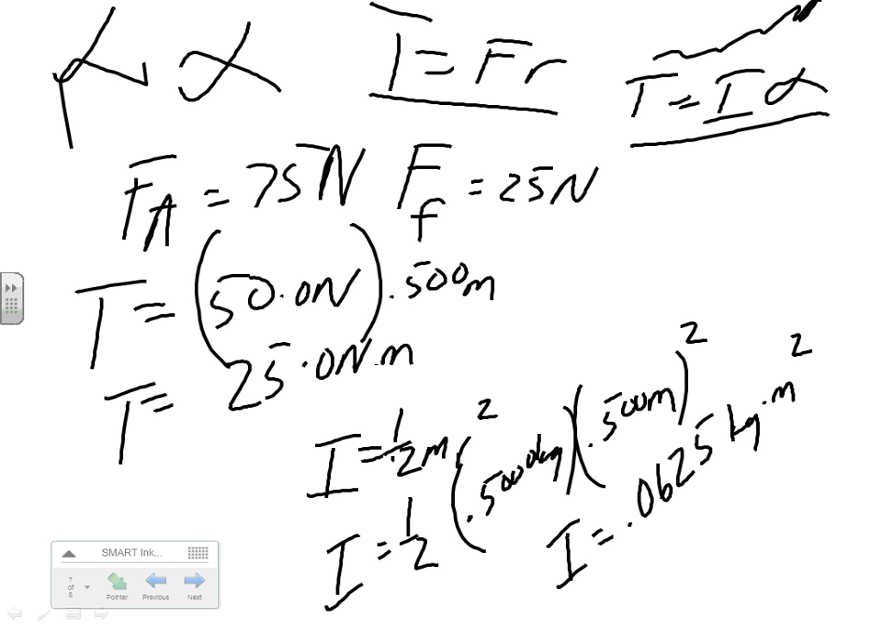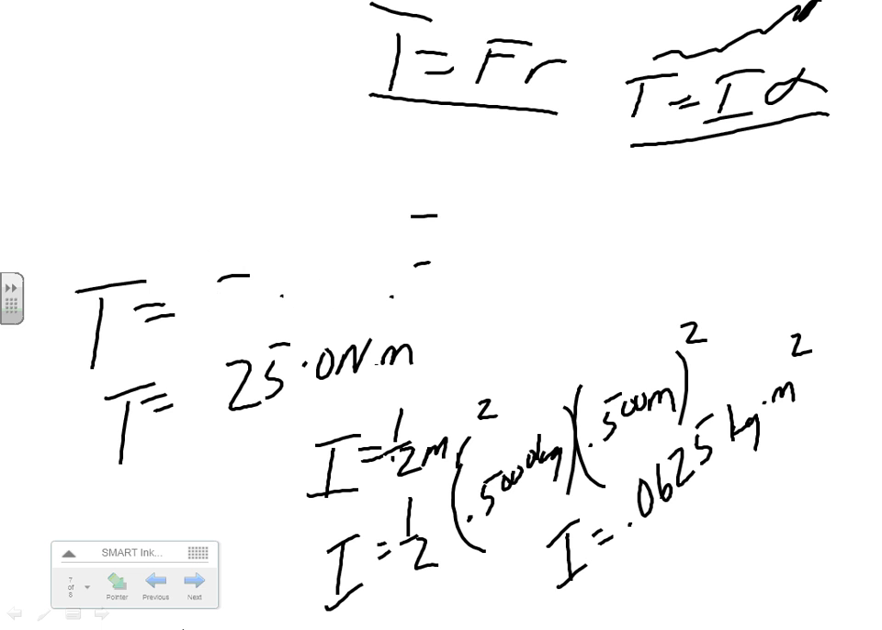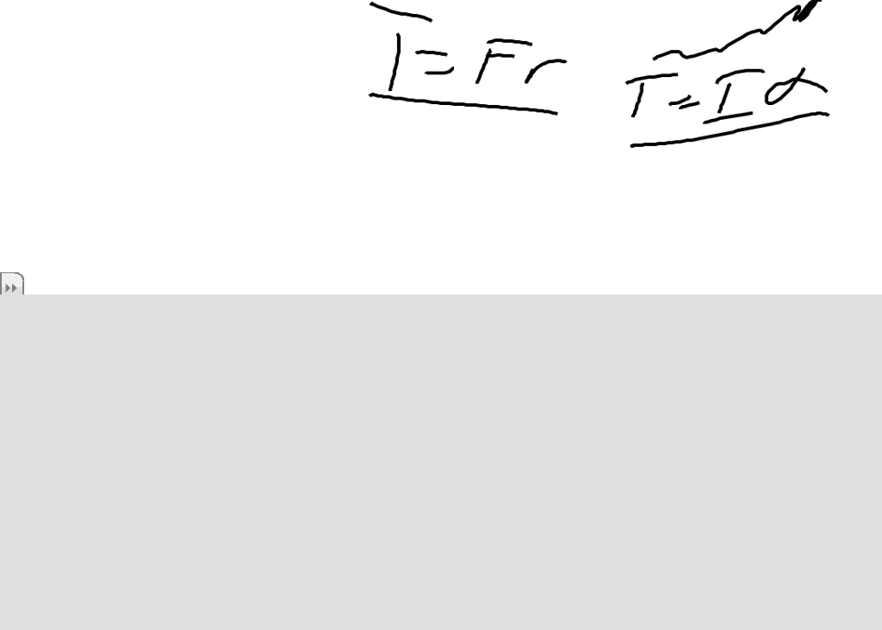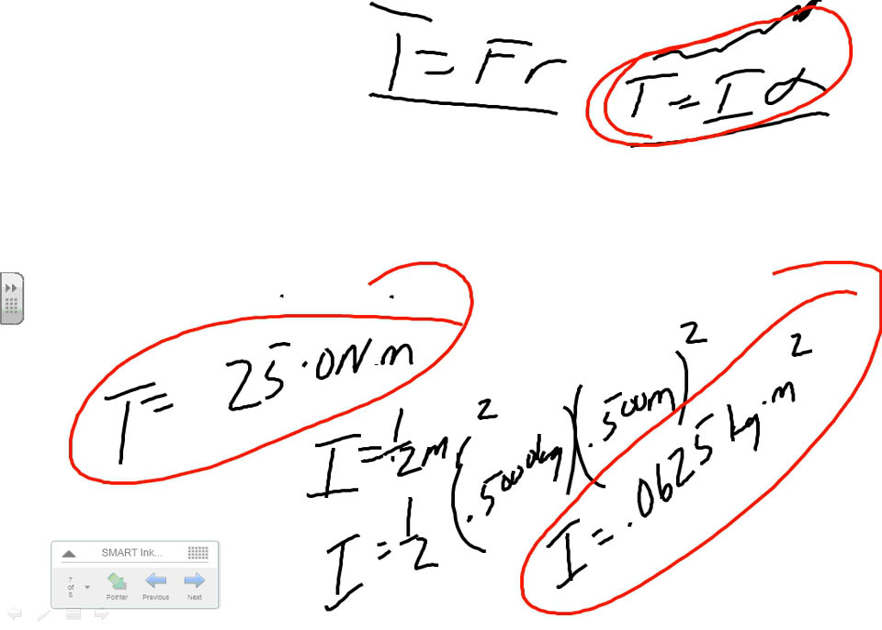All right, so I'm going to make a little space here. Once again, remember we know the torque, 25 newton meters. We now know the inertia, 0.0625 kilogram meters squared. So we're going to take this number and this number, and we're going to use this equation to find angular acceleration. So solve that out for alpha. Alpha is going to be equal to torque divided by inertia.